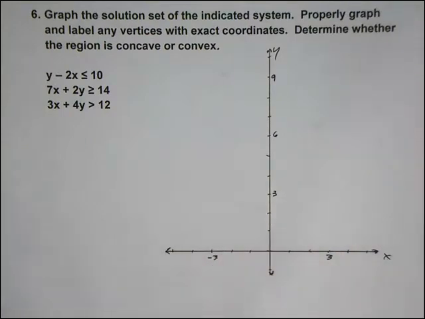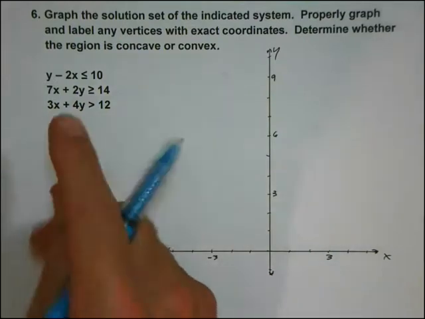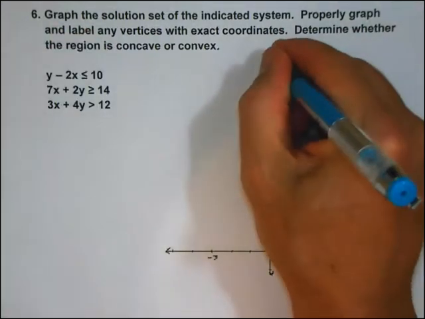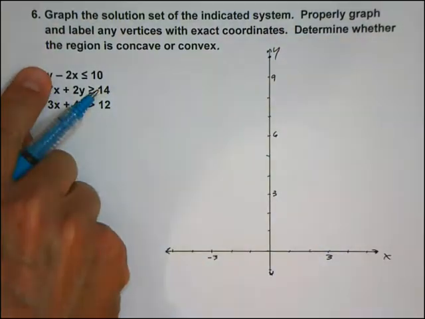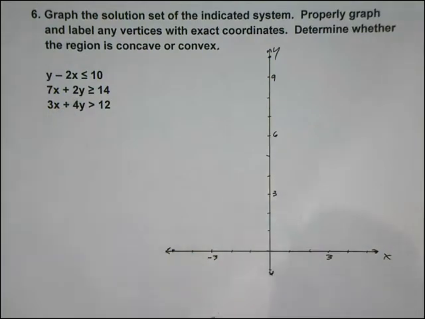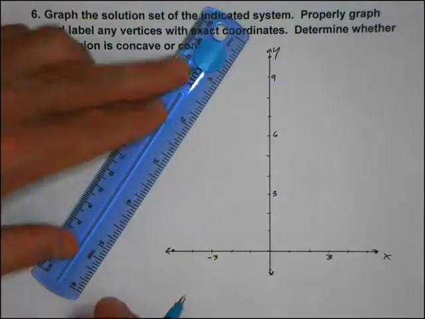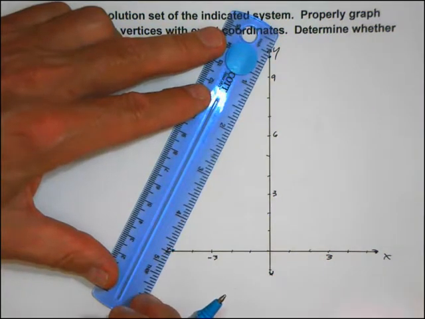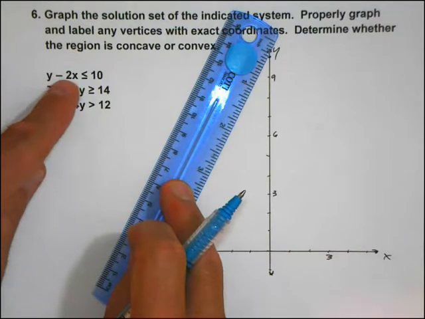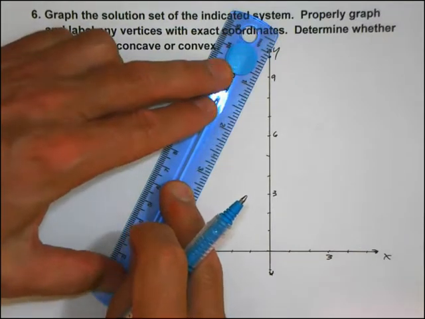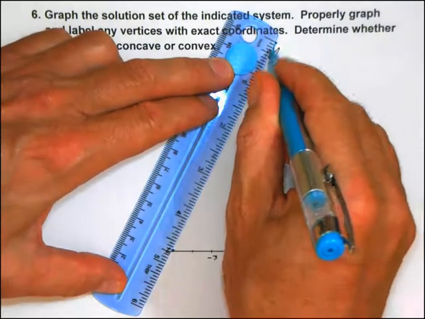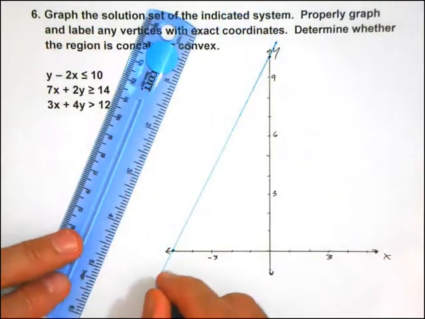Alright, now let's take on this first inequality here. For the boundary line, again, it was letting x be 0, y is 10. Letting y be 0, x is negative 5. Okay, now we go to sketch this boundary line, and we should be sketching a solid line because this inequality is or equals to. So at least for this inequality, the equals cases are part of the solution.